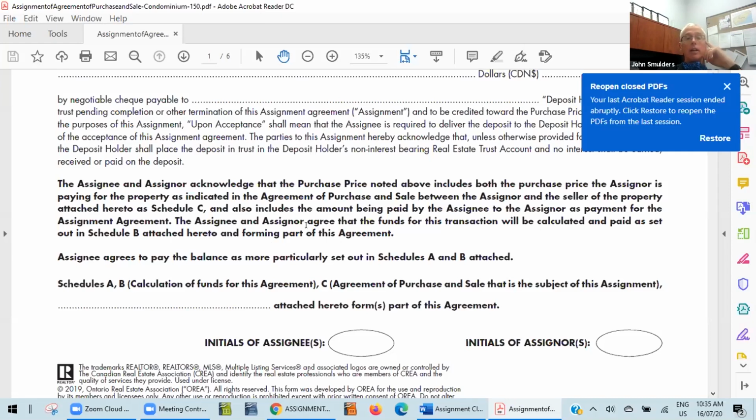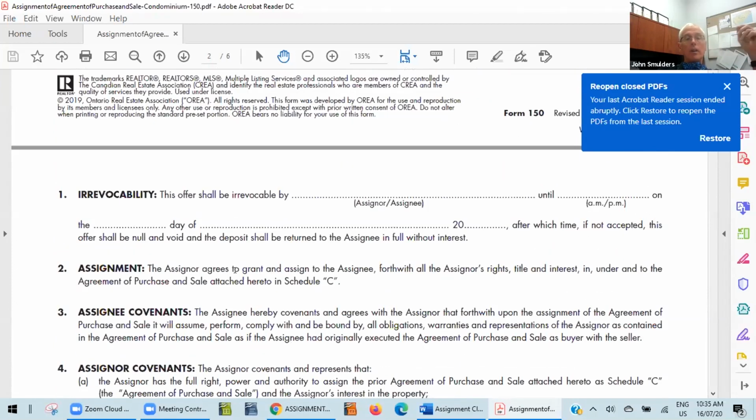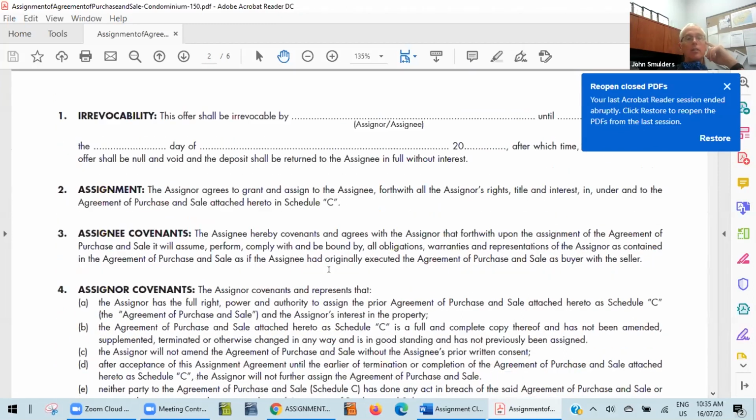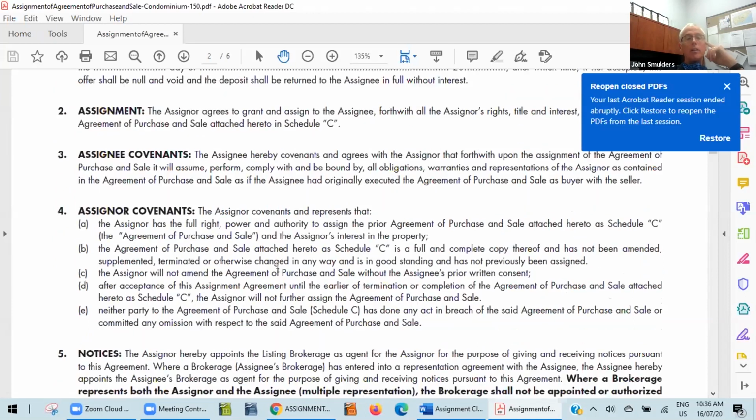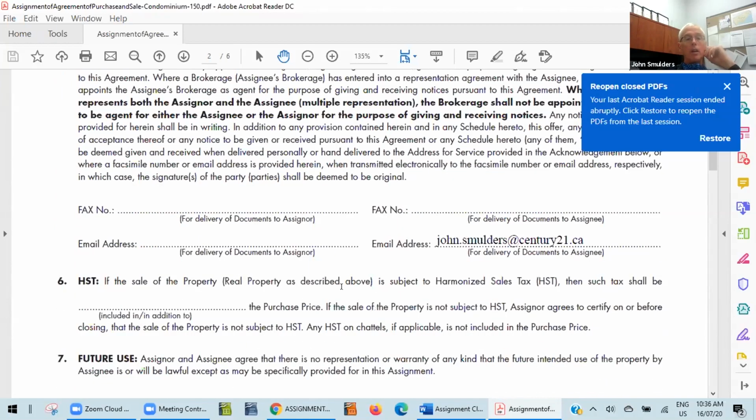It says here that the assignee and assignor agree that the funds for this transaction will be calculated and paid as set out in Schedule B, attached hereto and forming part of this agreement. We're going to go through this. Irrevocable is the same. The assignment, once again, is going to be as per Schedule C. The assignee covenants that they can sell the place, that they can assign it. The assignor covenants that they have the right to do it. Notices is exactly the same as in the agreement of purchase and sale. If you're in multiple representation, you cannot give notices to your buyers and sellers. It has to go to a third party.